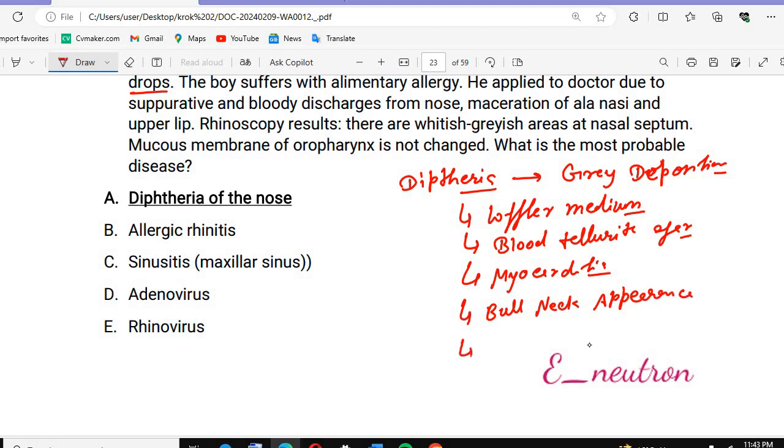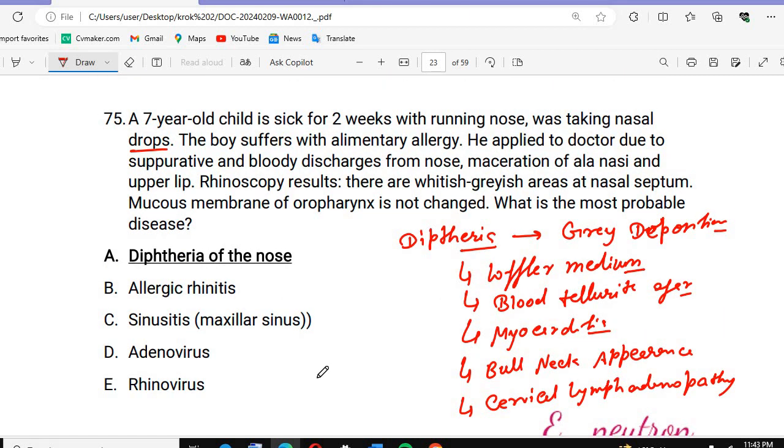Along with that, we have patients having cervical lymphadenopathy. Here we can see a 7-year-old with a 2-week running nose, using nasal drops. The boy has an alimentary allergy. He applied to the doctor due to suppurative and bloody discharge. Suppurative infections mean that it can be bacterial.